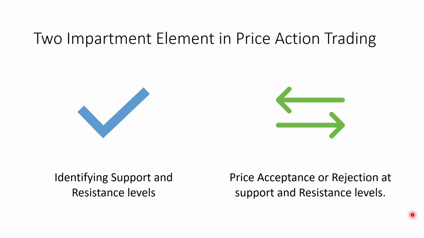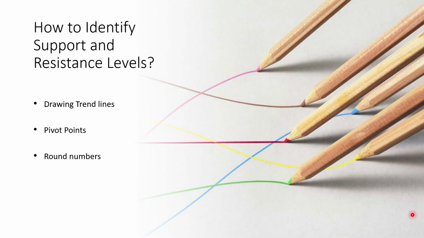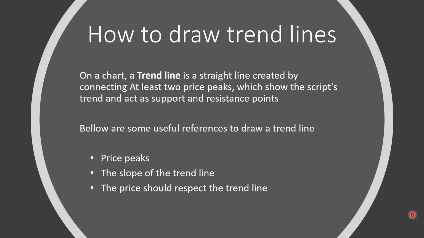Two important elements in price action trading. One is identifying the support and resistance level. Another one is price acceptance or rejection at support and resistance level. How to identify support and resistance level? Drawing trend lines, pivot points, and round numbers. In these three, drawing the trend lines is the easiest and fastest method to understand.